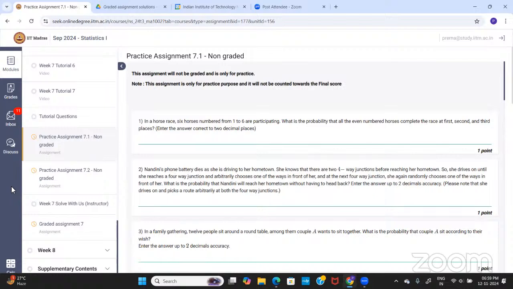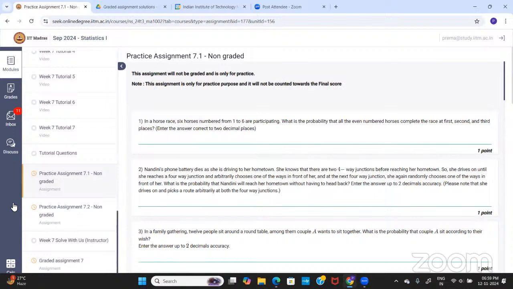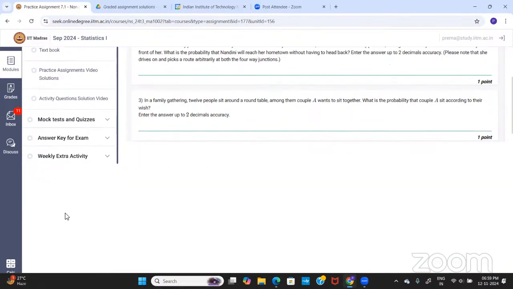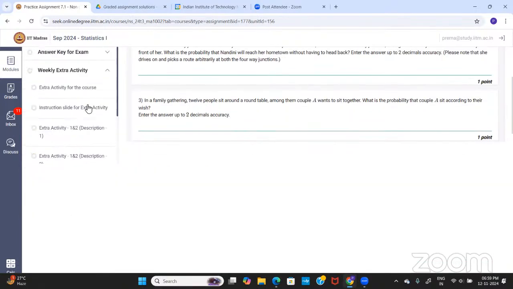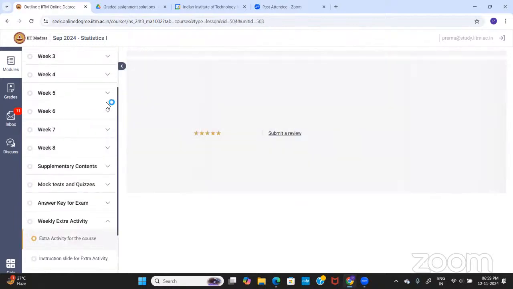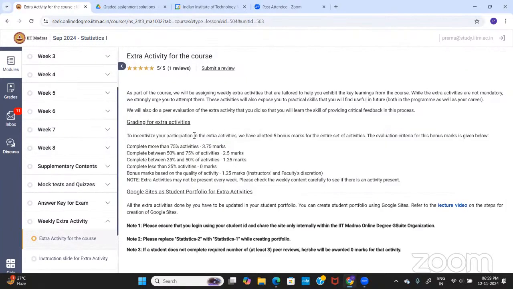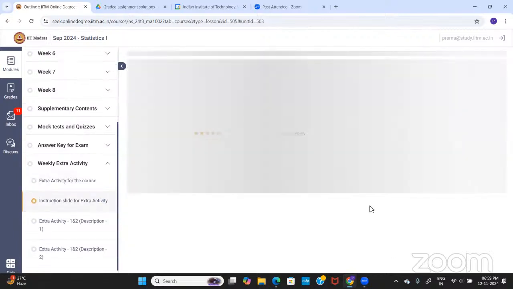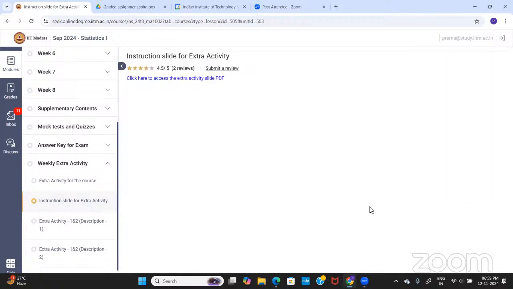Ma'am, could you please tell how to do the peer review when it becomes visible in the portal? Instructions will be there, and a video will also be there in the portal for the next activity. Okay, ma'am, we will check it out and let you know. Here are all the instructions, and one video is also given that you can see. Here are the slides.